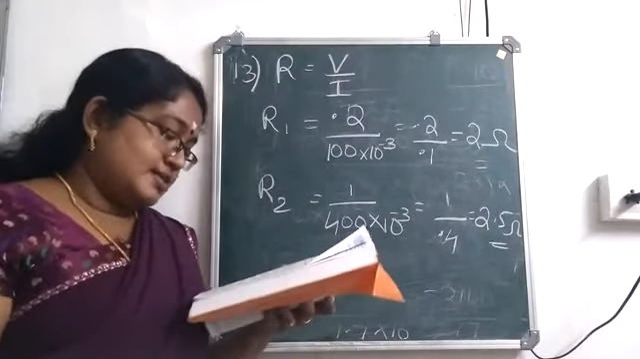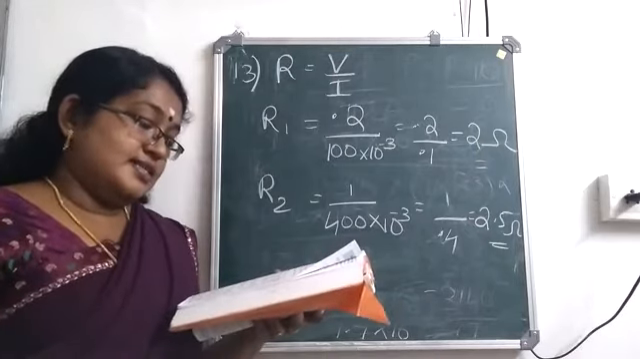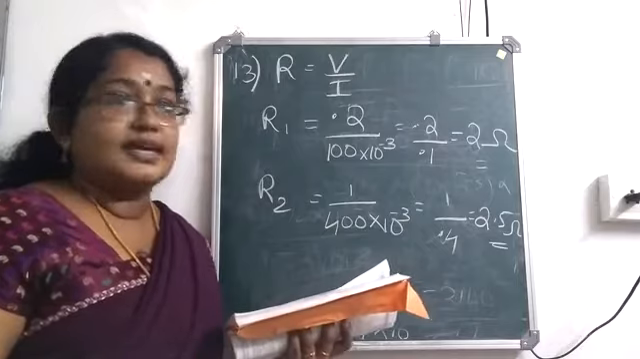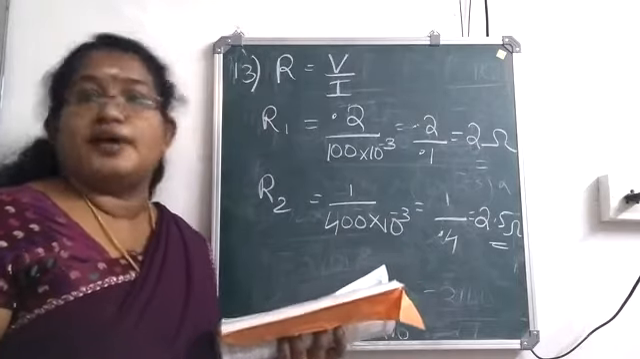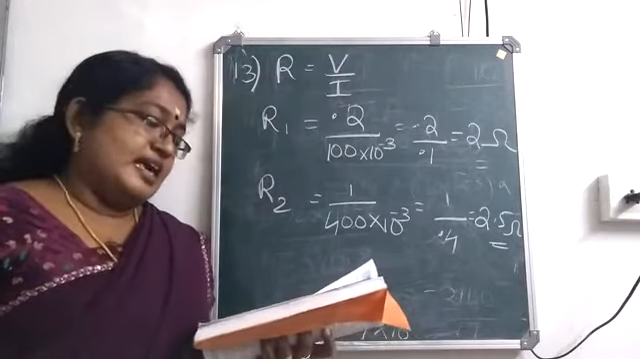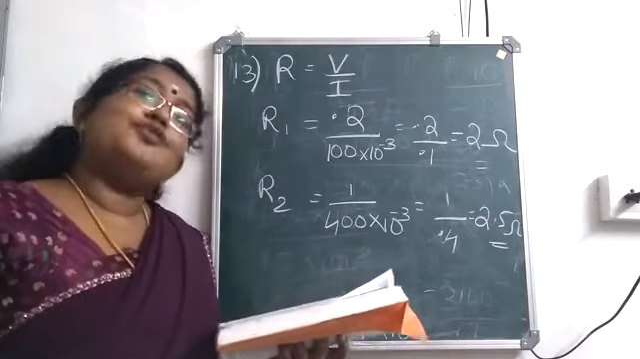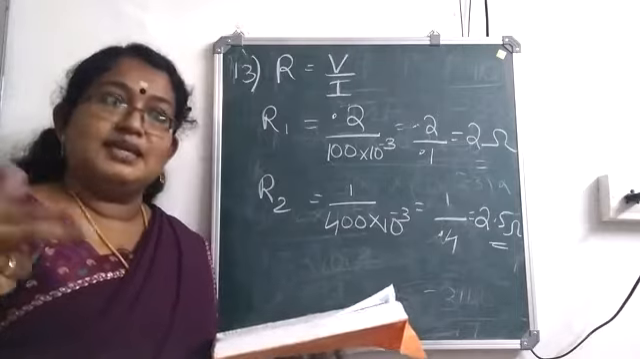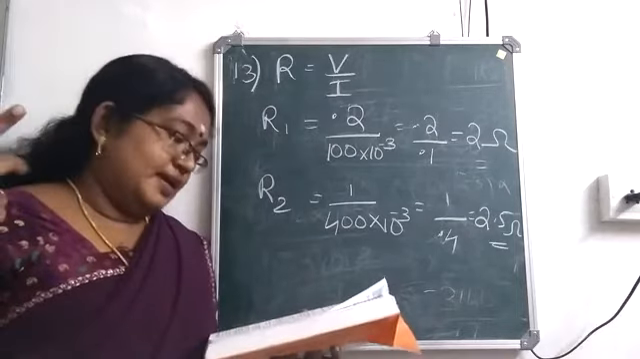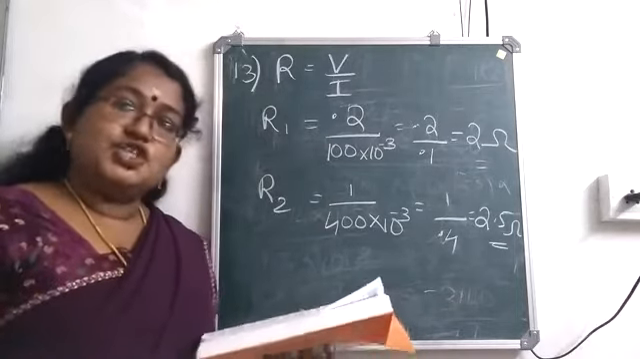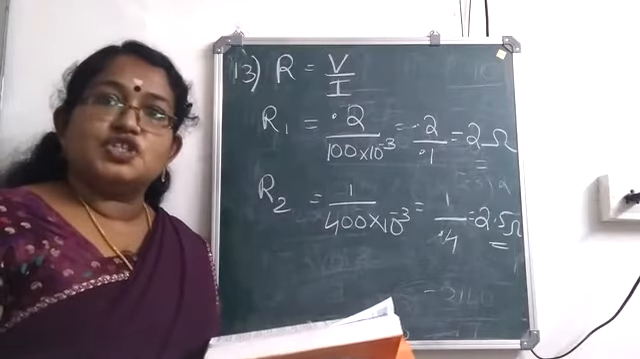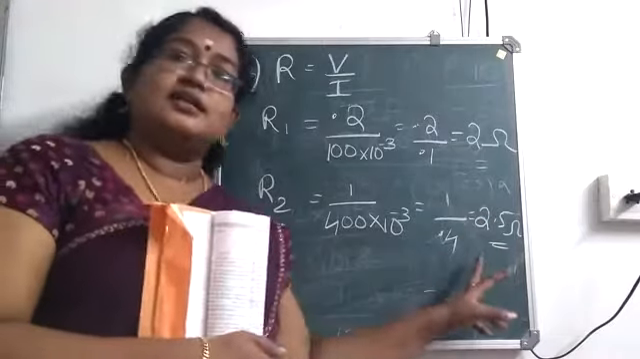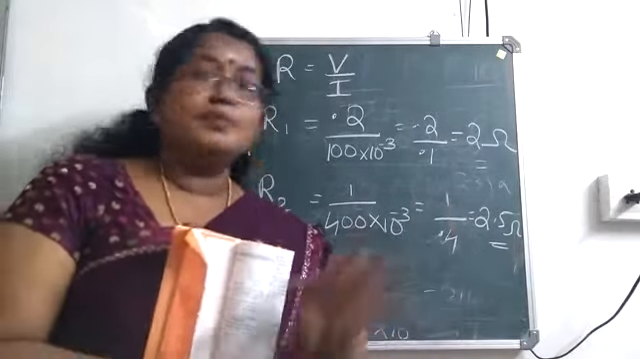And now what is asked here? Calculate the resistance and account for the difference. In the first case, it is only 2 ohm. In the second case, the resistance is 2.5 ohm. What is the difference? In the second case, the current flowing is more. That means temperature. When more current is flowing, heat is produced. It is a filament bulb. So temperature is increased. When temperature increases, what happens to the resistance? It also increases. That is why 2.5 ohm came there.